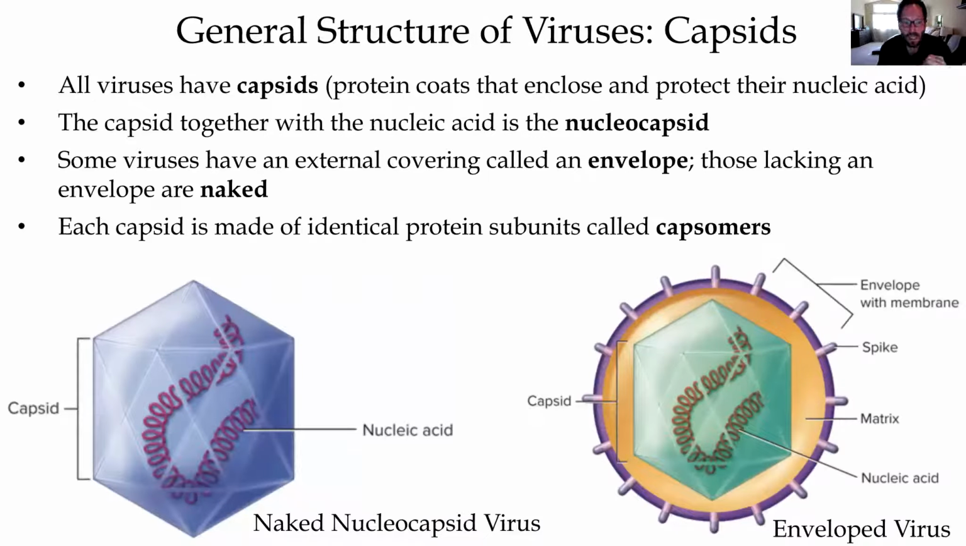All viruses, as I said, have capsids, and so that is going to be this structure right here, and this is an icosahedral shaped capsid. The capsid together with the nucleic acid is called the nucleocapsid. So nucleo for nucleic acid and the capsid for the capsid. So put them together, you get the nucleocapsid. Some viruses, as I said, will have an envelope.